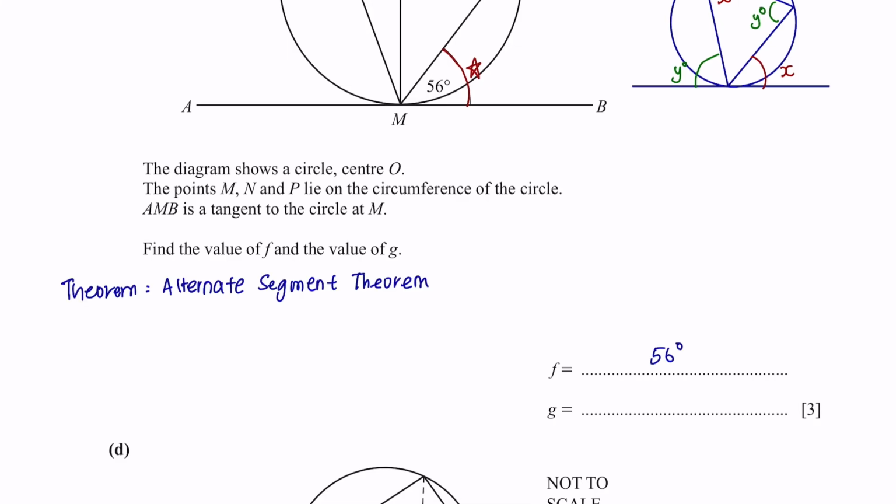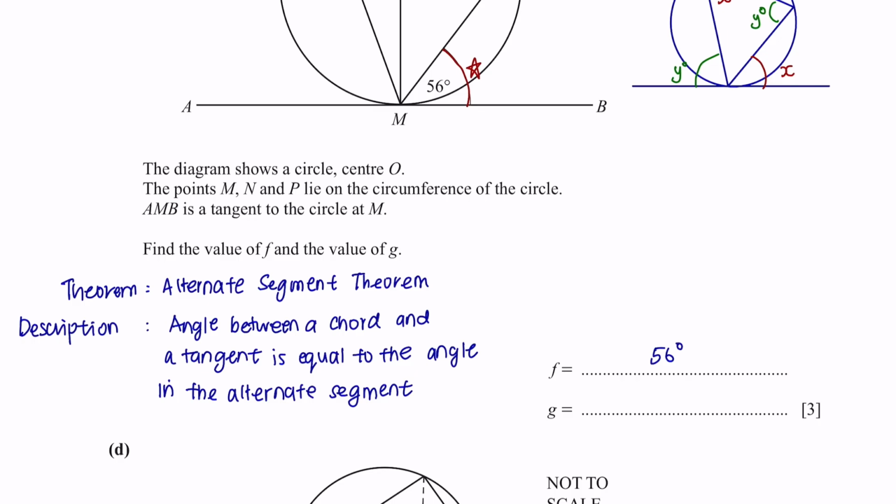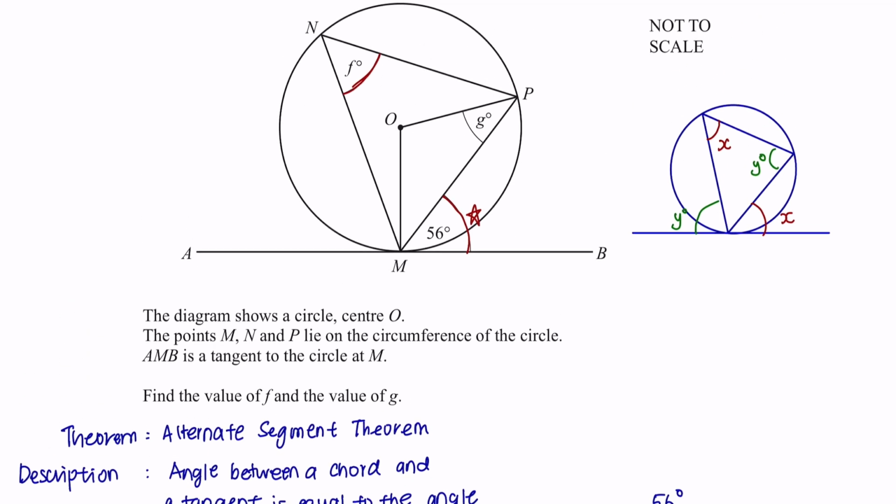You are not asked, but sometimes you will be asked to explain the theorem, and this would be the alternate segment theorem. As for the description or the explanation, you can say that the angle between a chord and a tangent is equal to the angle in the alternate segment. Now let's look for the angle at G.